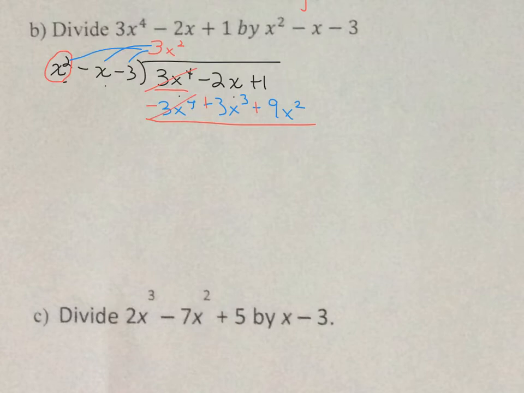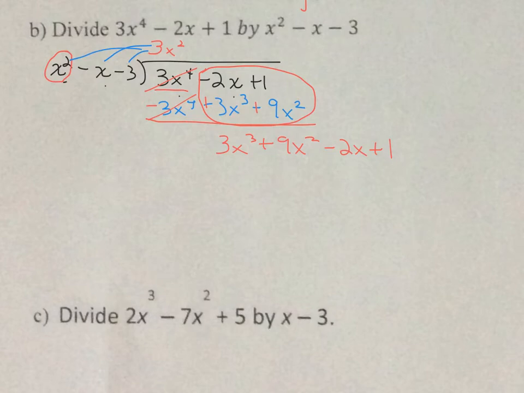Then notice that these are not like terms right here. So you just put them in descending order. So you're going to collect all four of these terms and put them in descending order. So that would be 3x cubed plus 9x squared minus 2x plus 1. So this is a good example of what to do when you don't have like terms underneath each other. You just write all the terms in descending order.